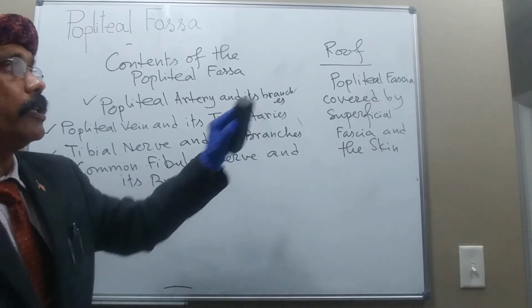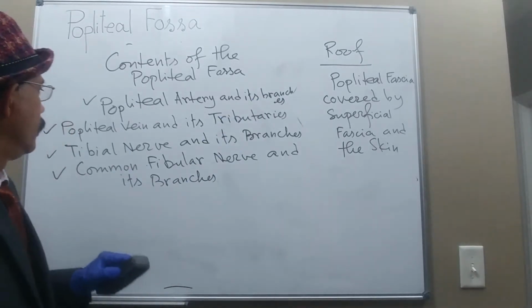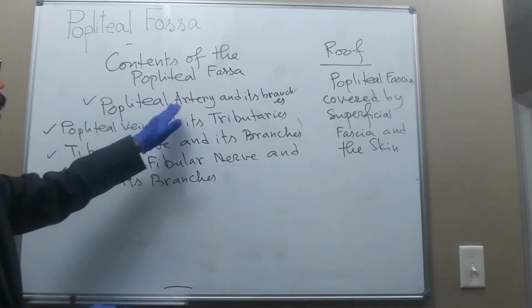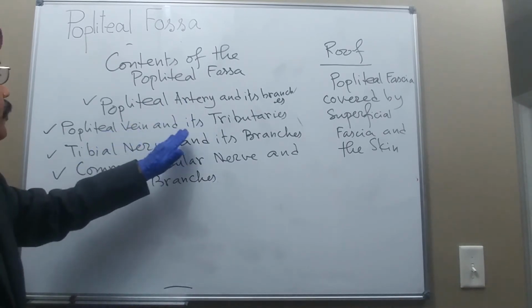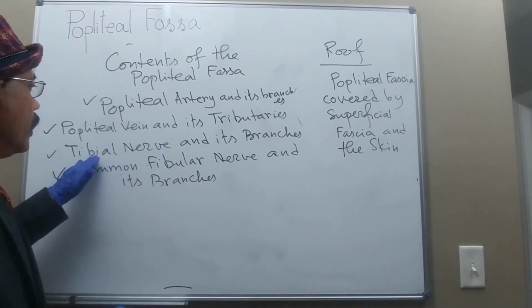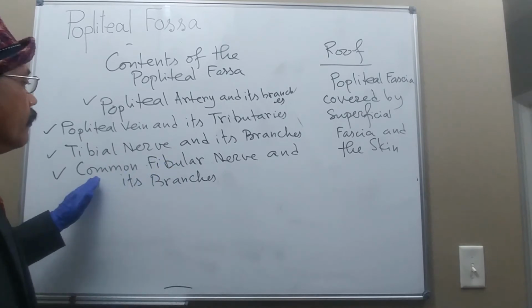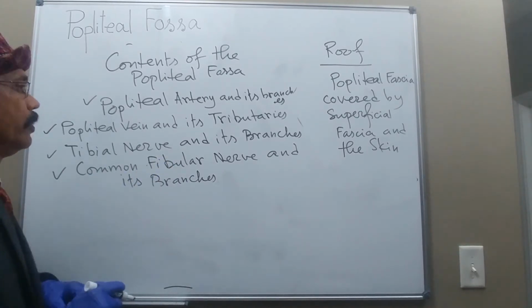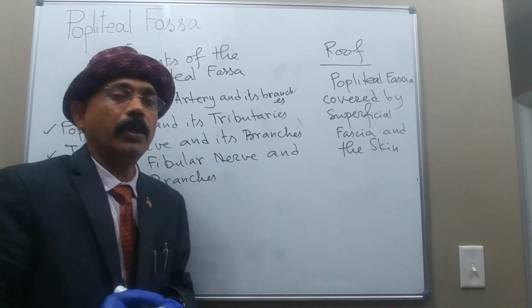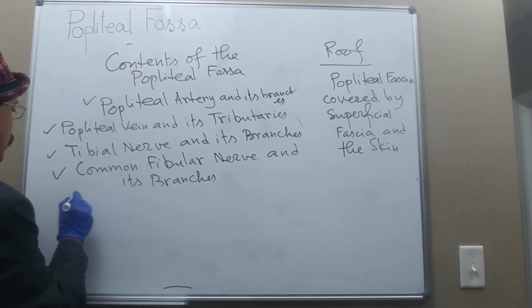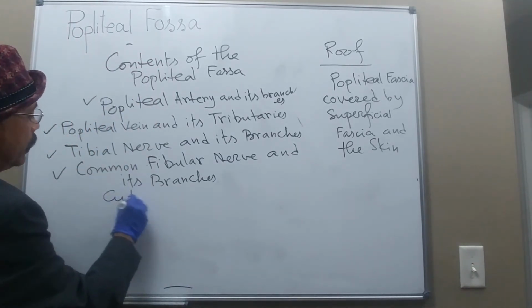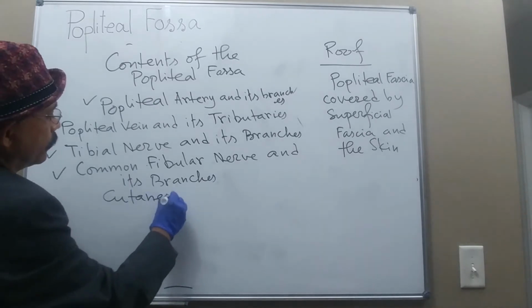So we have some content in the roof, the cutaneous structures. So we have popliteal artery and its branches, popliteal vein and its tributaries, tibial nerve and its branches, common fibular nerve and its branches. We have some other cutaneous branches, so you can write here, cutaneous structures.